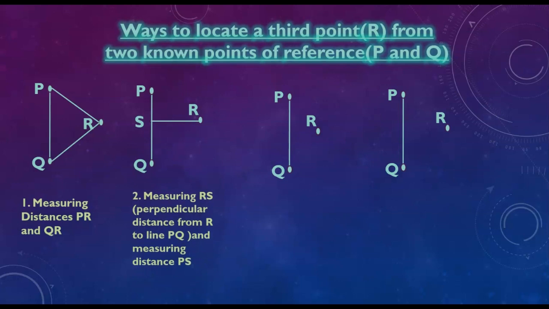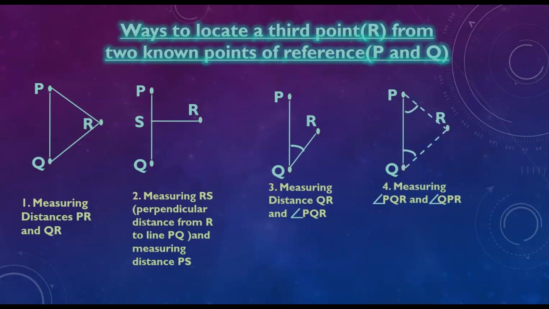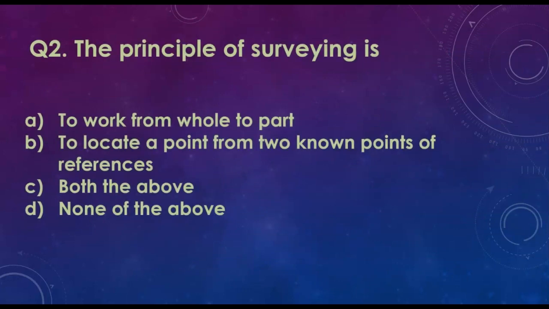The second method is to measure the distance RS, which is the perpendicular distance from R to line PQ, and to measure distance PS. The third method to locate R is by measuring distance QR and the angle PQR. The fourth method is to measure the angles PQR and QPR. These are the 4 major ways to locate the third point. Hence, for question 2, the right answer will be option C, both the above.